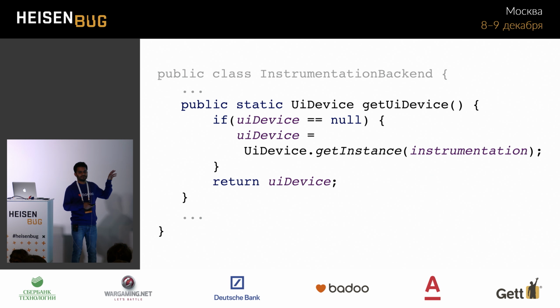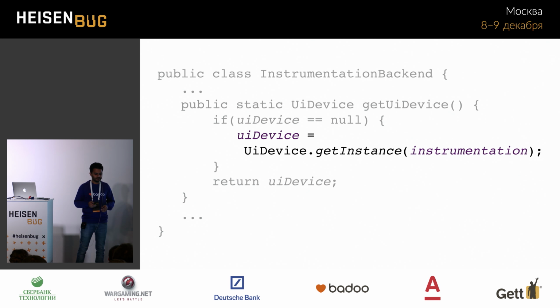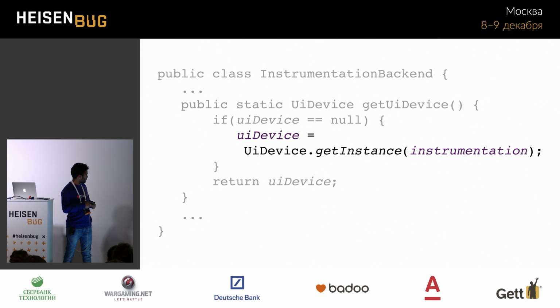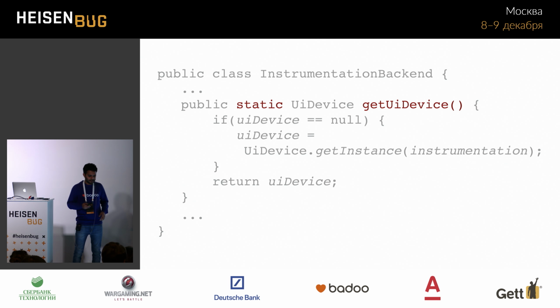So we define a get UI device method and simply get an instance by using the existing instrumentation object, which we stored in a utility class. The code is not really fancy. It's very simple. You say UI device equal to get instance using the instrumentation. And this method, get UI device, we will be using for all our purposes for driving the whole device.